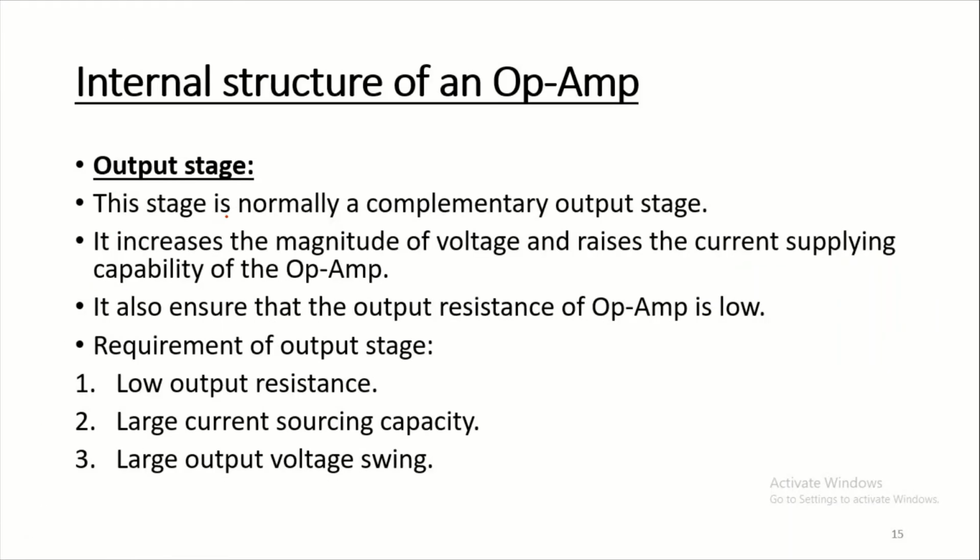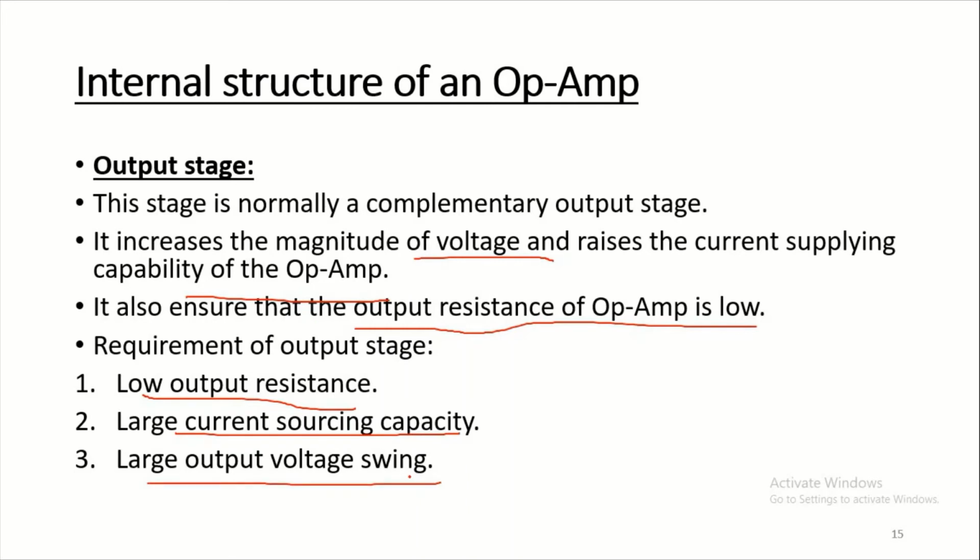Next is the output stage. This stage is normally a complementary output stage. It increases the magnitude of voltage and raises the current supplying capability of the op-amp. It also ensures that the output resistance of the op-amp is low. The requirements of the output stage are low output resistance, large current sourcing capacity, and large output voltage swing. Sourcing and sinking are terms used to define the control of direct current flow in the load.